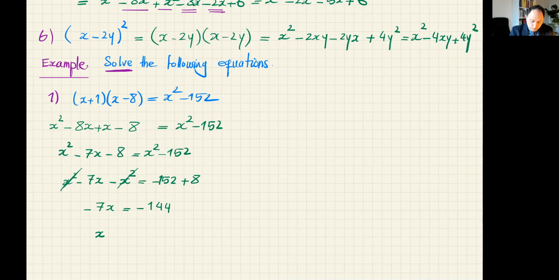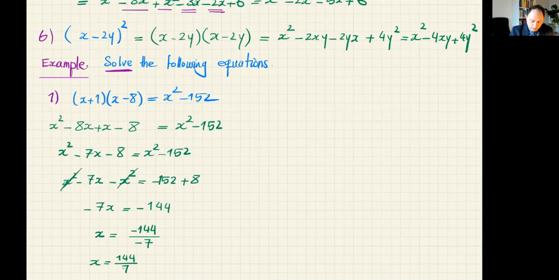And then I want to find x. So it is minus 144 divided by what? Minus 7. Yes, can I simplify that? I don't think so. So it becomes 144 divided by 7. So that's the final answer to this problem.